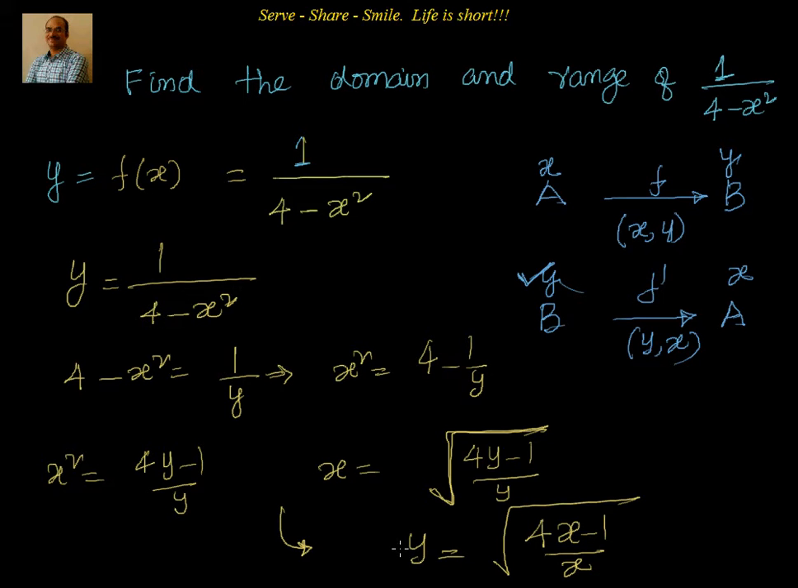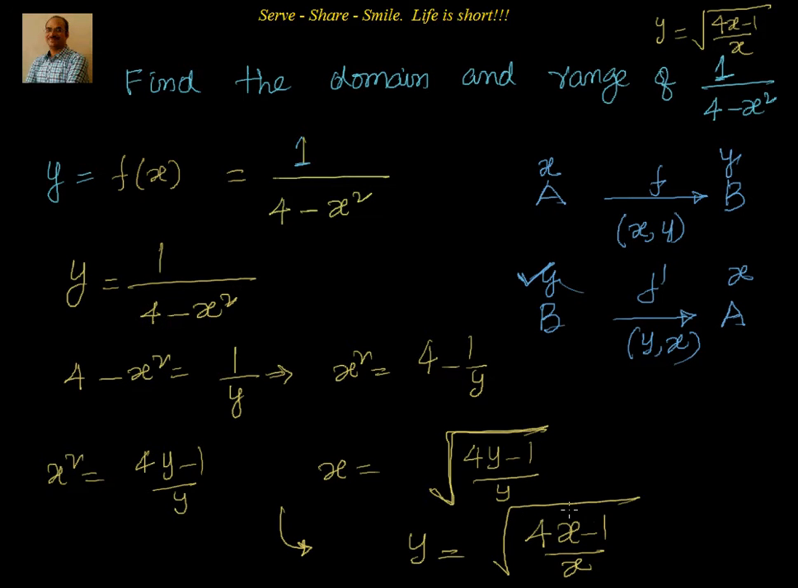So now we know that the inverse function is y equal to square root of (4x minus 1) by x. We'll note it down here because I'll explain with one example. We'll take one value and see how these are inverse functions. We'll do that afterwards once we get the range. So I'll write down here y equal to square root of (4x minus 1) by x.